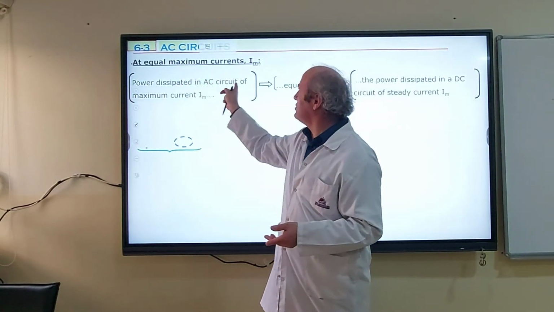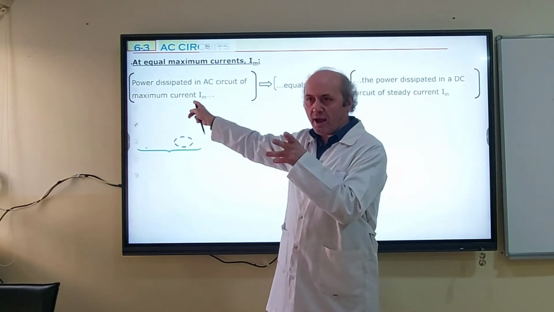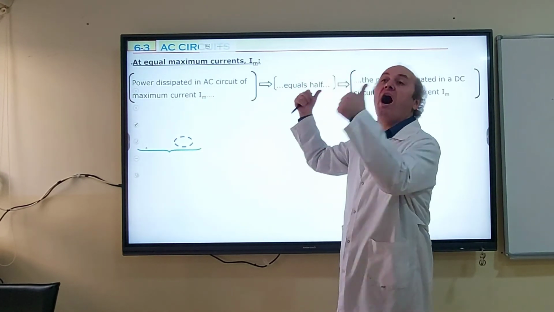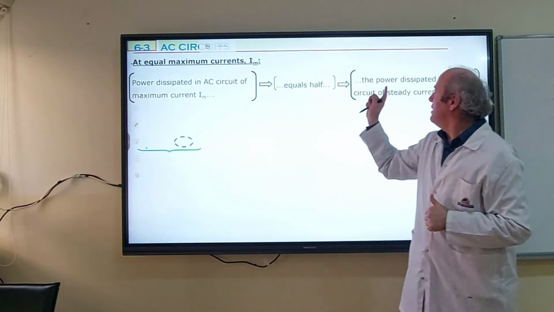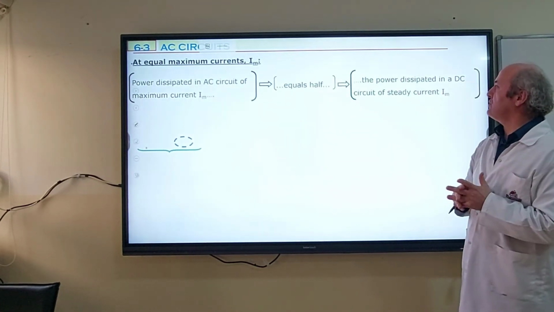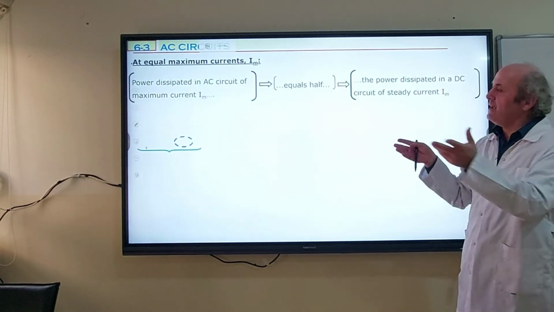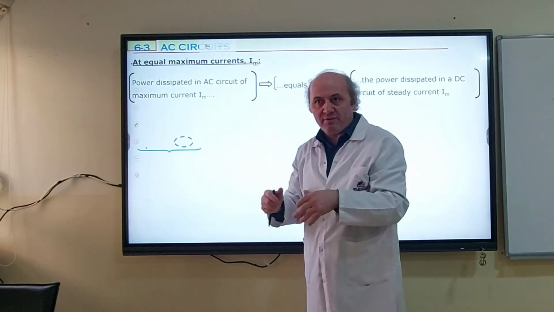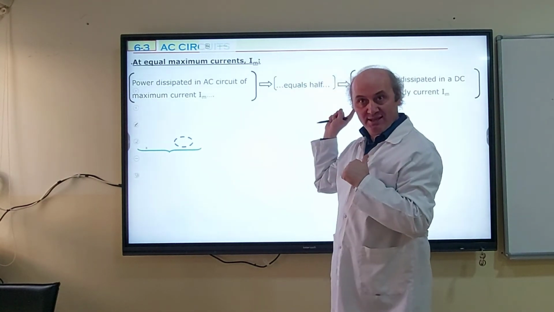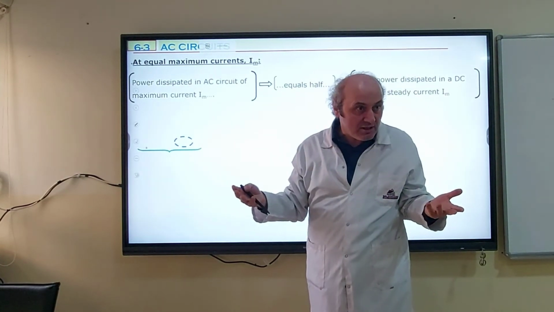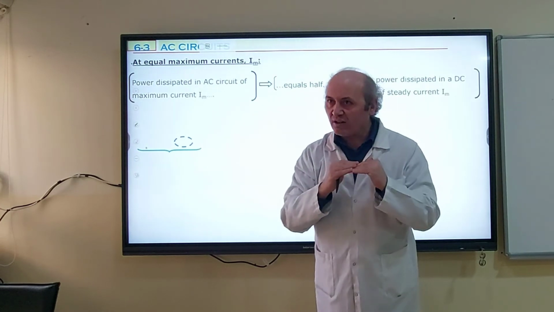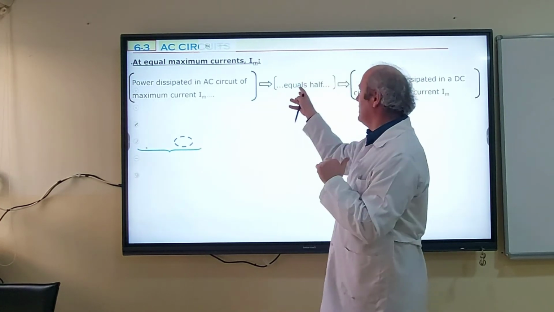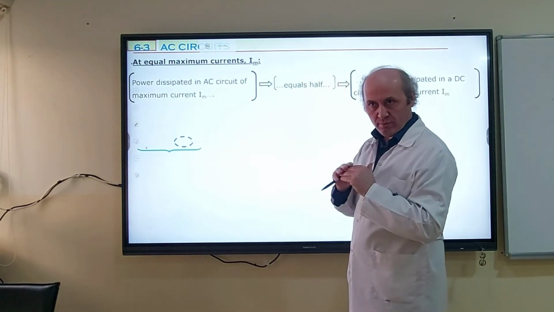At equal maximum currents, power dissipated in an AC circuit of maximum current Im is equal to half of the power dissipated in a DC circuit of the steady current Im. The AC circuit will have a power less than DC, but how much less? Half of it. This is the statement you have to know.